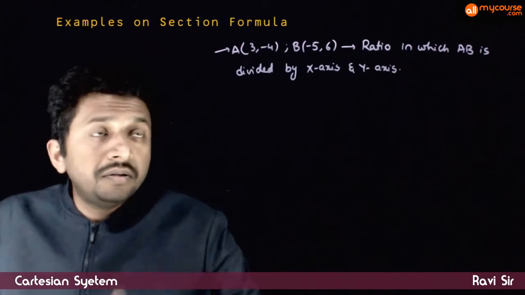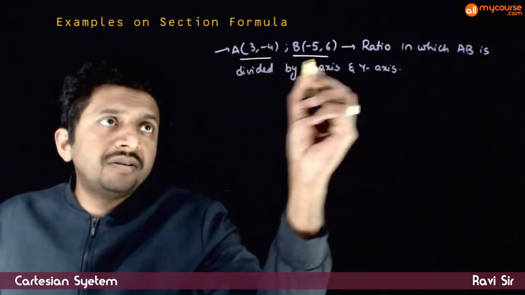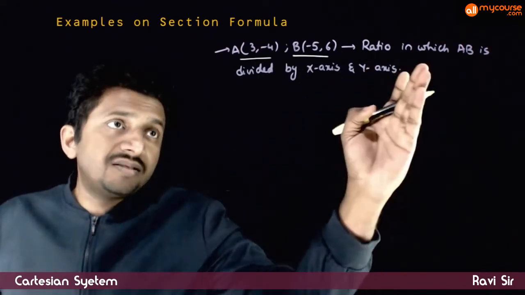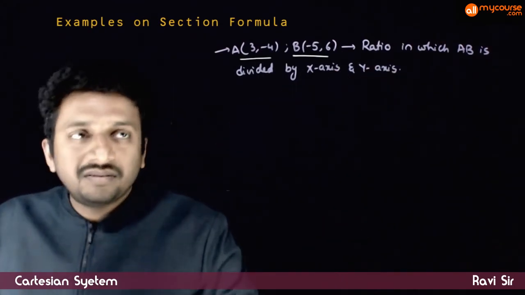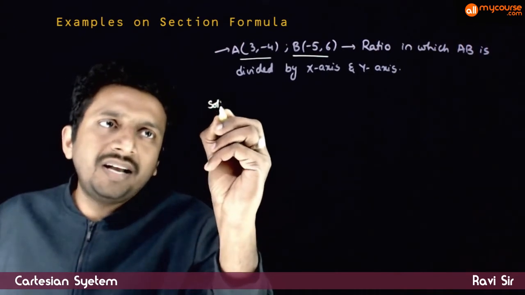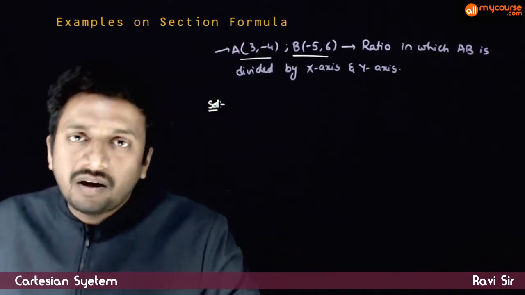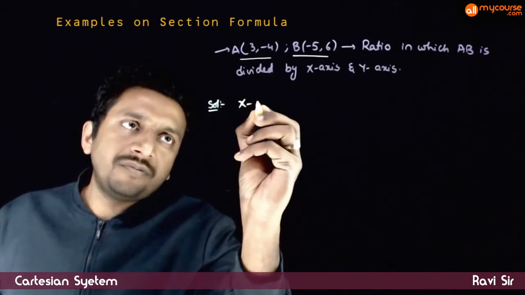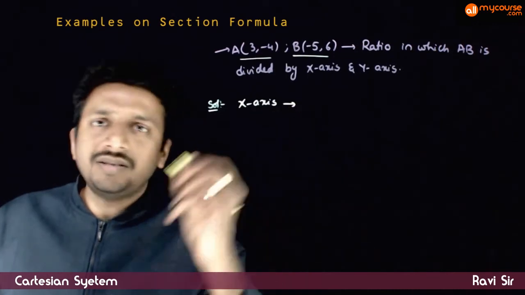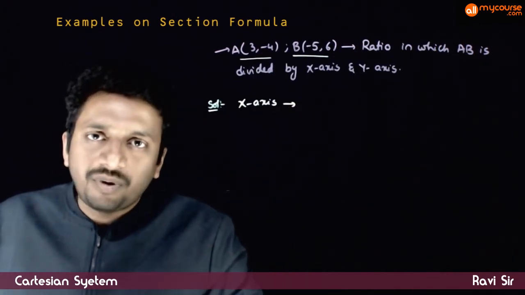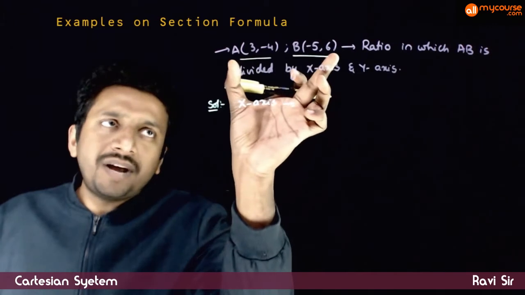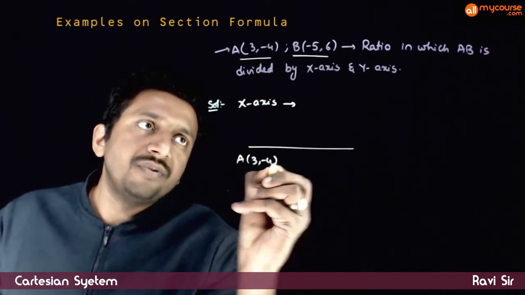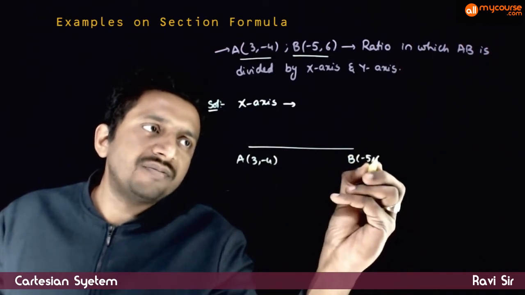In this question, you're asked to find the ratio in which A(3, minus 4) and B(minus 5, 6) is divided by x-axis and y-axis. So we can directly use the formula that we have discussed, or we can try to do it step by step. So let us do one of it by a standard process, and for the other let us use the formula.